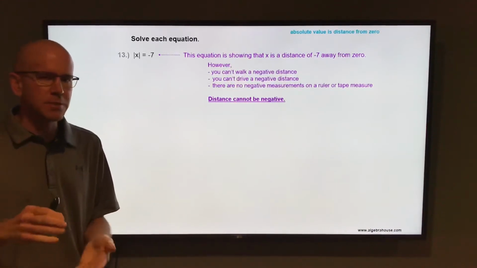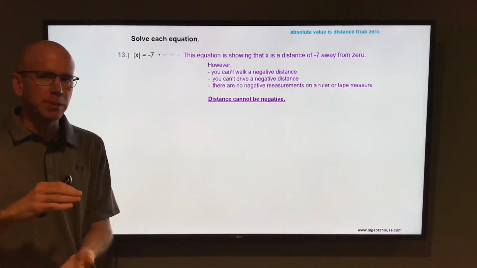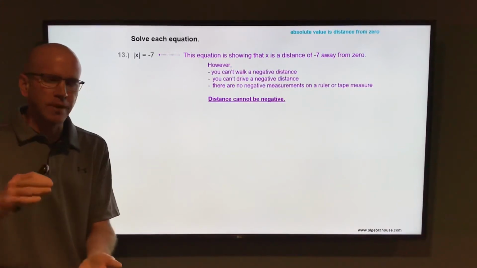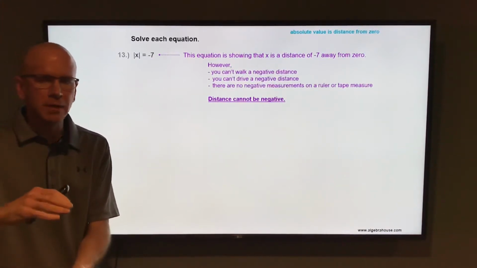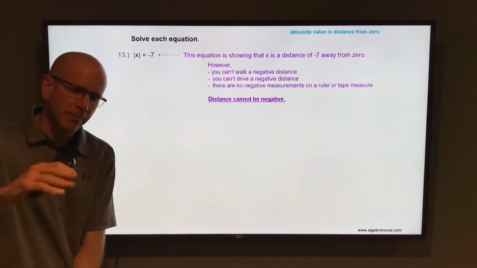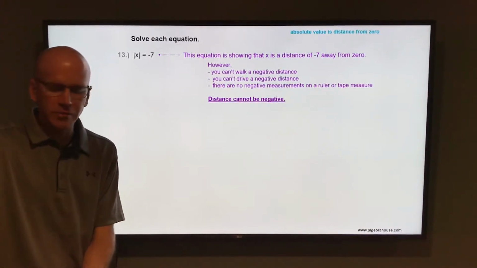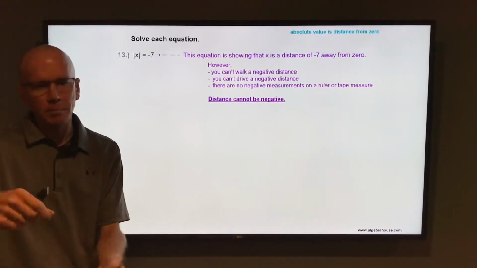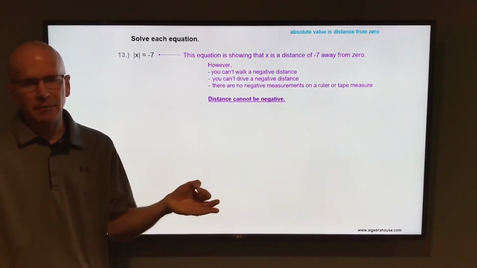If you think about sea level, we do represent below sea level with a negative, but that means it's, for example, 10 feet below sea level. That means it's still 10 feet. If you drop a tape measure over the side of the boat, it still goes down 10 feet, even though on paper you may represent it as negative 10.